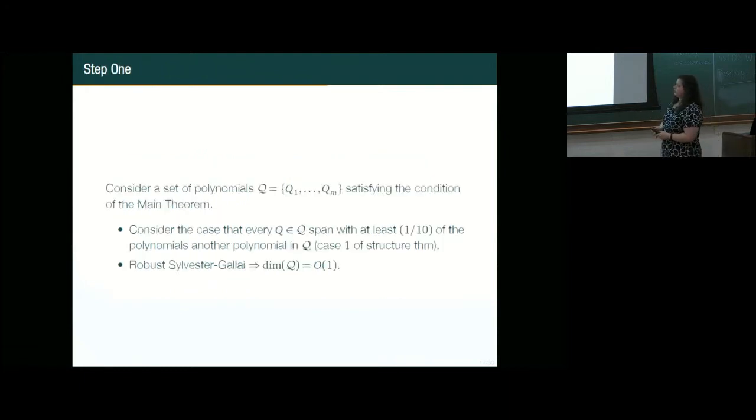Okay, so let's start. I have my set of polynomials. Let's consider the case that every polynomial in the set satisfies case 1 of the structured theorem with at least a tenth of the other polynomials. What does it mean? That with at least a tenth of the other polynomials, it spans a third polynomial. This is exactly the robust Sylvester-Gallai condition for the coefficient vectors of my polynomials. So I can use exactly the robust Sylvester-Gallai and get the bound. This is the easy case.